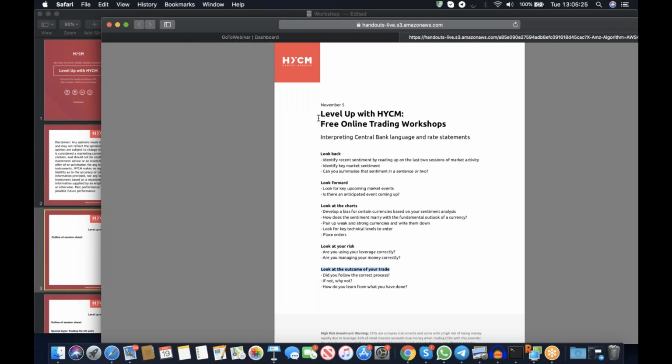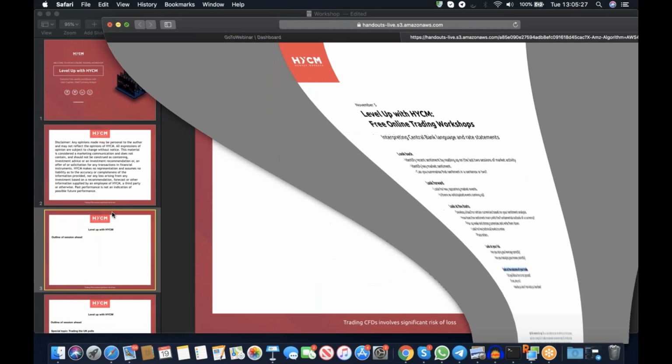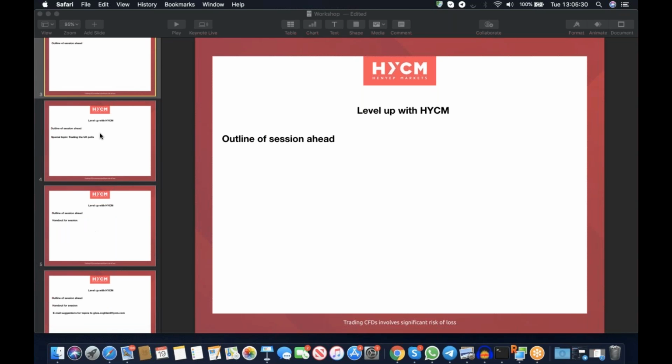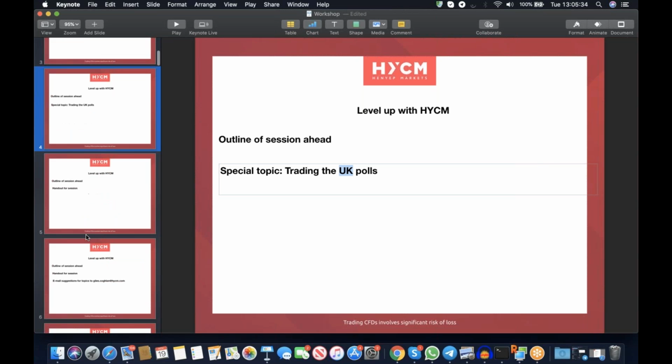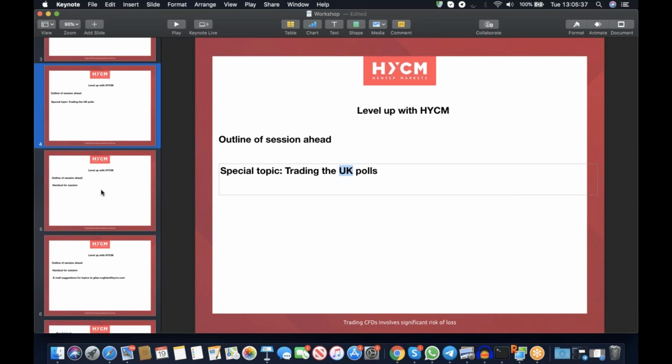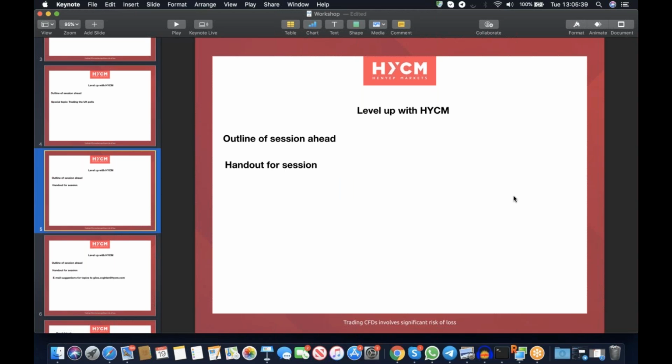So this is what I've written down for us today. Trading the UK polls, that's our special topic. We'll start off the webinar looking at that. The handout for the session is there.